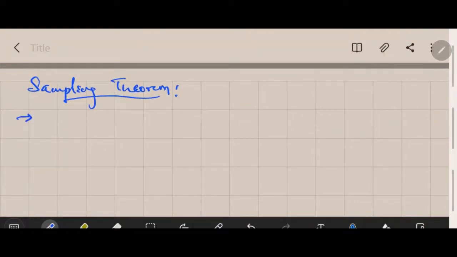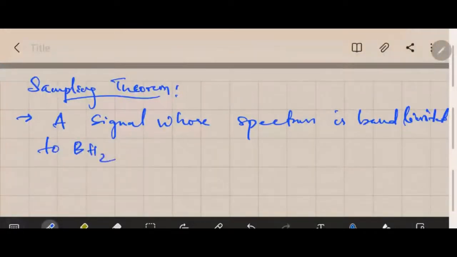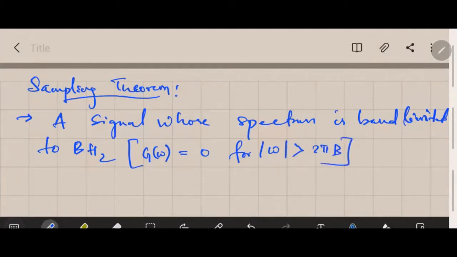Okay, and it is like this. The sampling theorem says that a signal whose spectrum is band limited to capital B Hertz, in other words, that is Fourier transform G of omega is equal to 0 for mod omega greater than 2 pi B. Okay, that means this signal exists for this much amount of bandwidth, and outside that it doesn't exist.